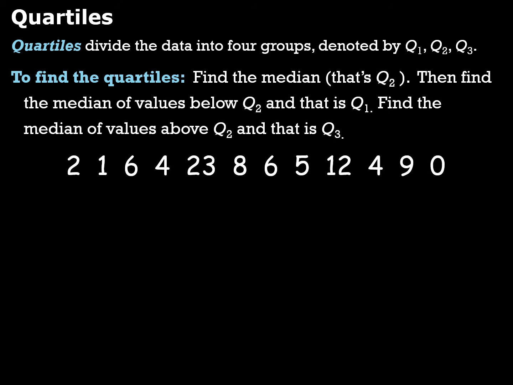Quartiles are another basic concept that is good to know when we're talking about data. Quartiles are values that divide the data into 4 groups. Just like the median divided the data into 2 groups, quartiles divide the data into 4 groups. So we'll need 3 numbers, Q1, Q2, and Q3, in order to divide the data into 4 groups.